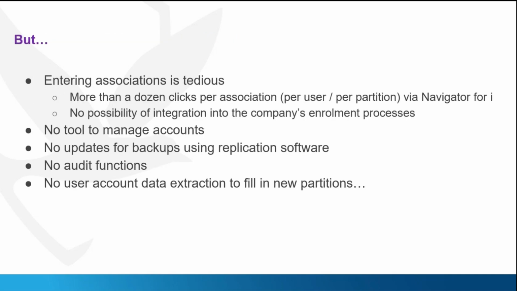So yeah, let's jump in. There are some problems with how IBM implemented this solution. First, creating these associations is kind of hard. I will show you that. It has to be entirely done in Navigator for i. It's a tedious process. You have to click pretty much everywhere, enter one password, maybe two. And yeah, it's really manual. And if you have like 100 or maybe 1,000 users, it's really, really hard to maintain.